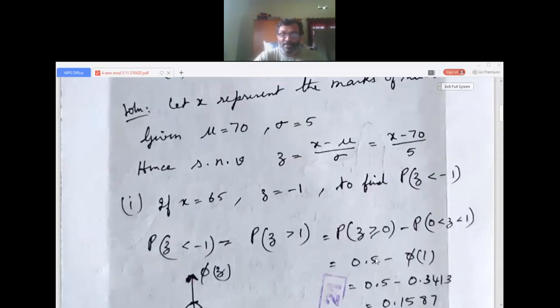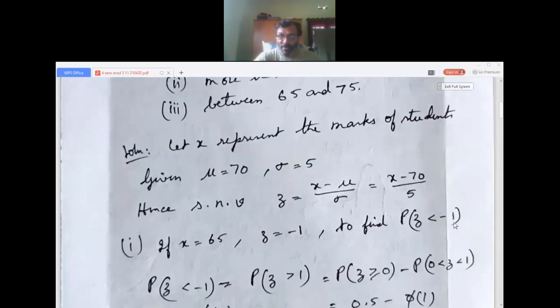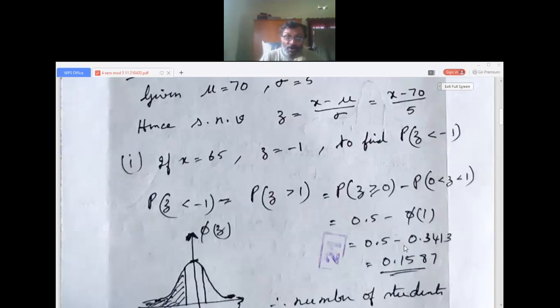P of z greater than or equal to 0, that is one side of the curve, is 0.5, minus P of 0 less than z less than 1, which is phi of 1. We take this value for 1. Now 0.5 minus phi of 1. In the exam, they will give the value in the question paper or they will give the table. I have sent a table in the group, just see that. So 0.5 minus 0.3413 will be 0.1587.